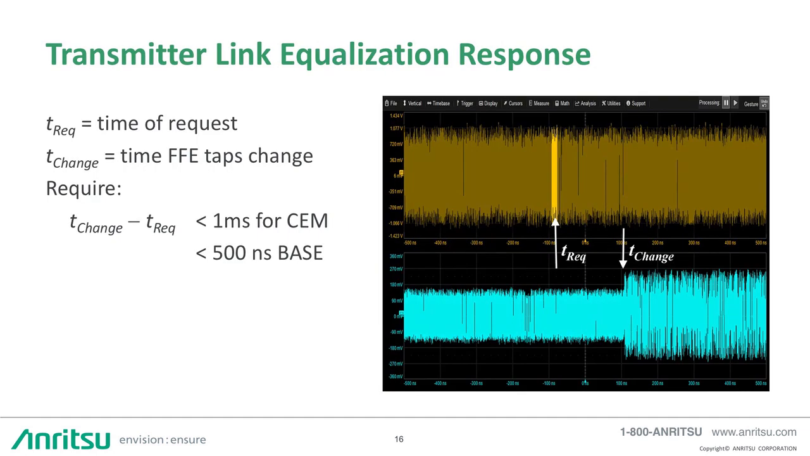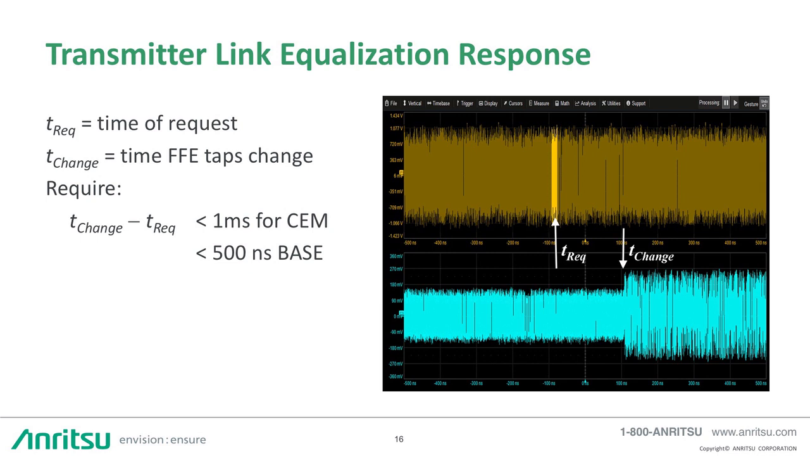The test begins with the BERT pattern generator transmitting a preset request to the DUT transmitter, a negotiation in the PHY layer logical sub-block. The DUT responds by altering its feed-forward equalizer taps. The oscilloscope also receives and must be capable of identifying the preset request in order to measure the timing of that request, T sub rec. It is in this sense that the oscilloscope must have protocol functionality.